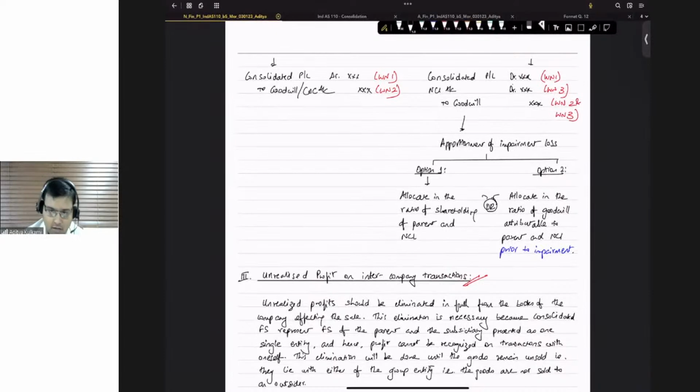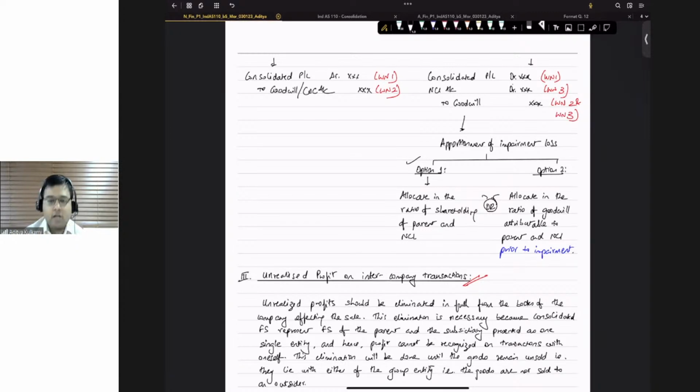Apportionment of impairment loss. Option 1, allocate in the ratio of shareholding of parent and NCI. This is an option available to you. Or the second option is to allocate in the ratio of goodwill attributable to parent and NCI prior to impairment. Option 2. The question is, कौन सा follow करे? In exam, typically, you can go with option 1. भाई stakeholding है, stakeholding में divide कर दो, बात खत्म. You don't have to break your heads.